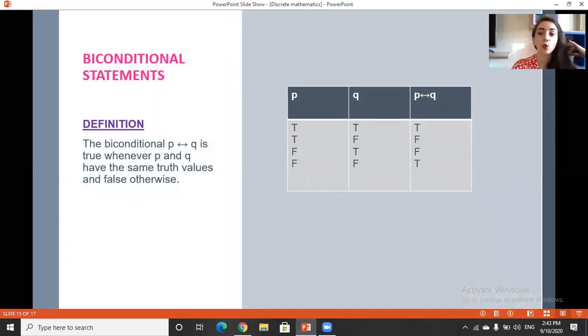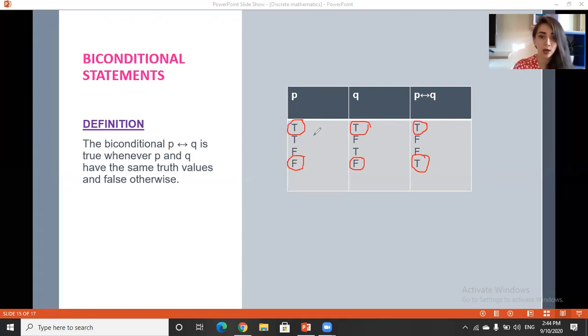Biconditional statement. So what is a biconditional statement? It is true whenever P and Q have the same truth values and false otherwise. Look carefully. If P and Q are both the same, both true or both false, the answer is true.